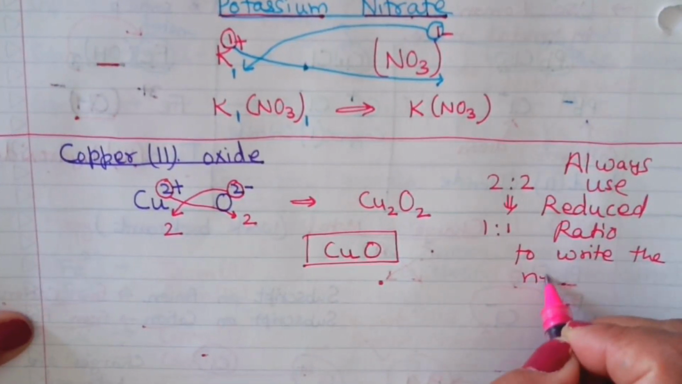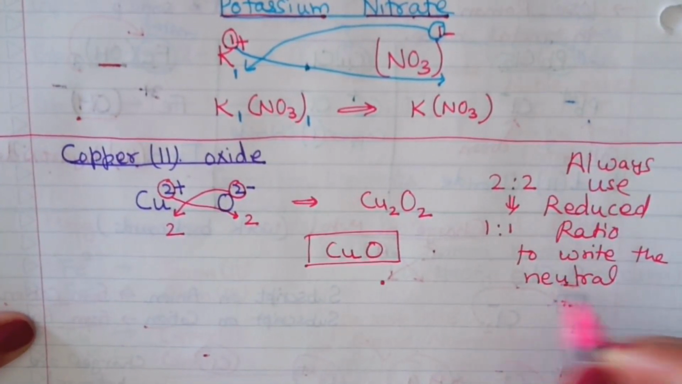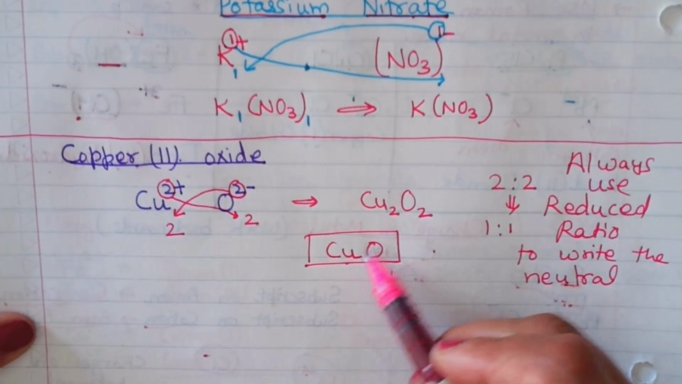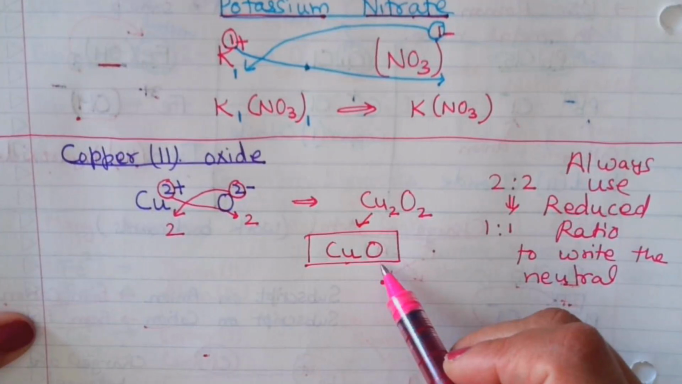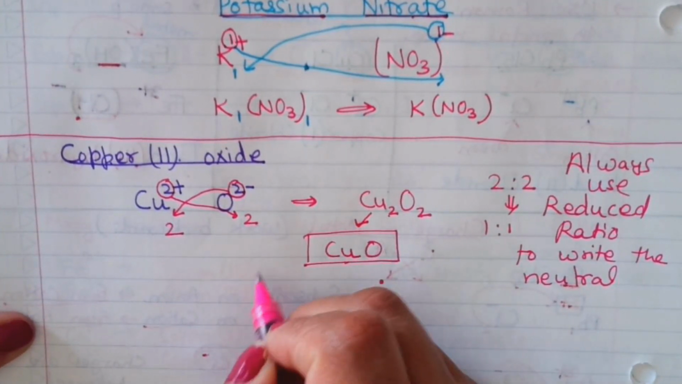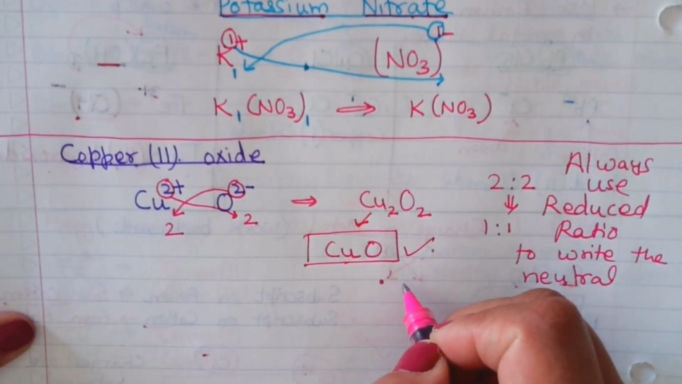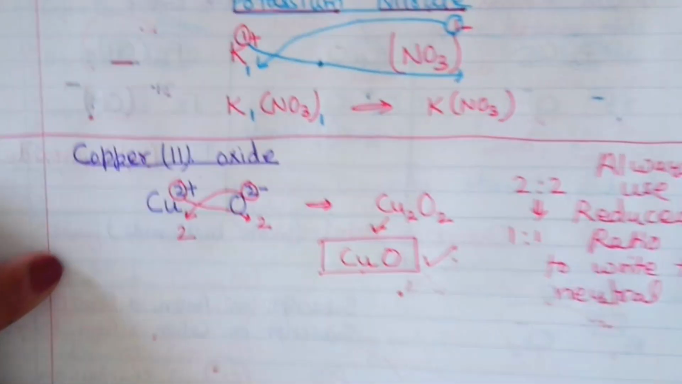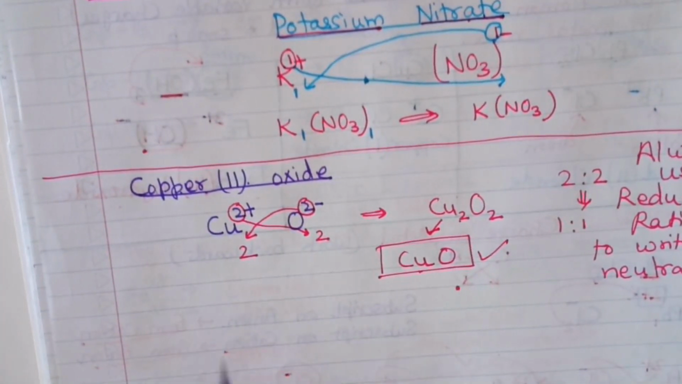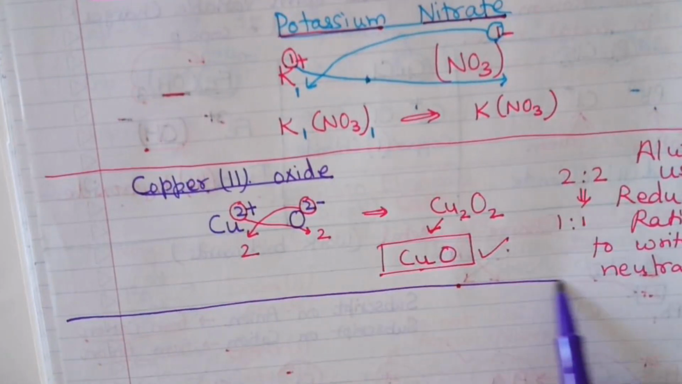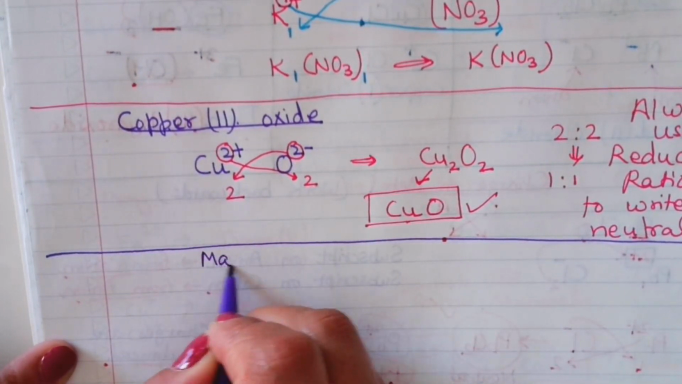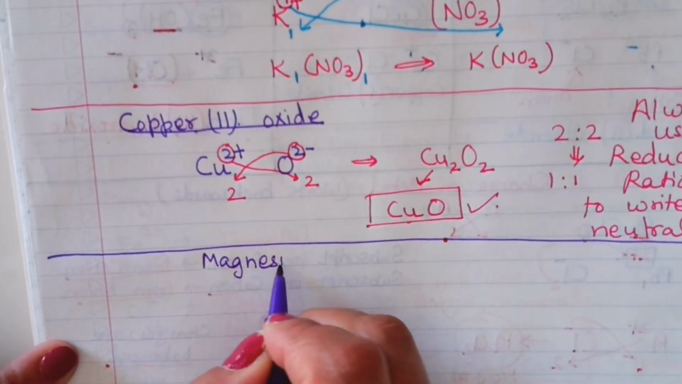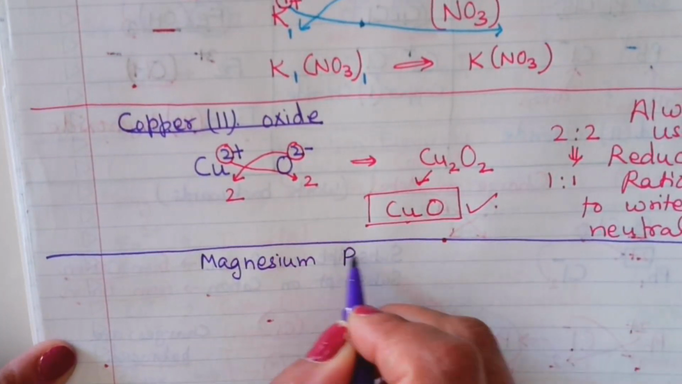The neutral formula. Even if you do the crisscross thing and you get this ratio, right? Don't forget to reduce the ratio. So this is the formula for copper(II) oxide. Let's do another example. Write down the formula for magnesium phosphate.